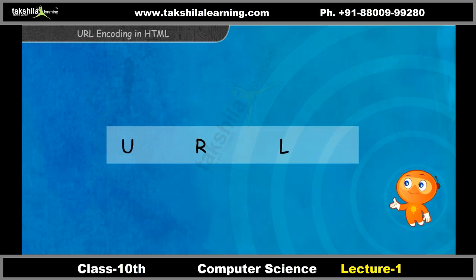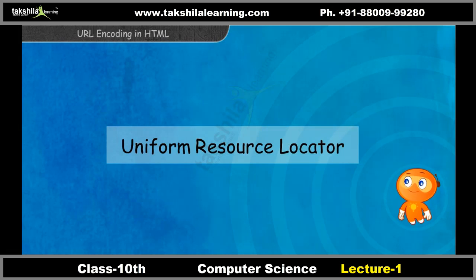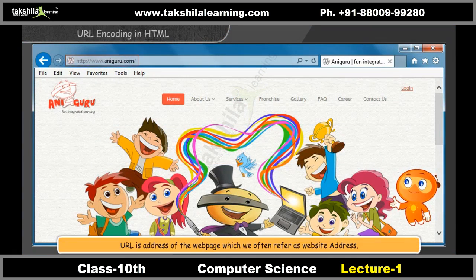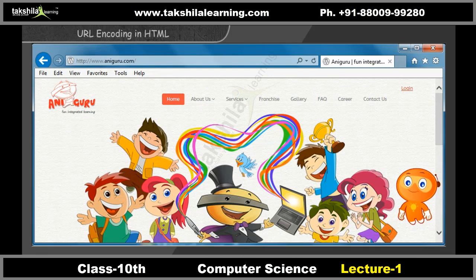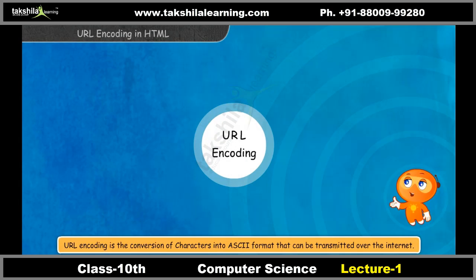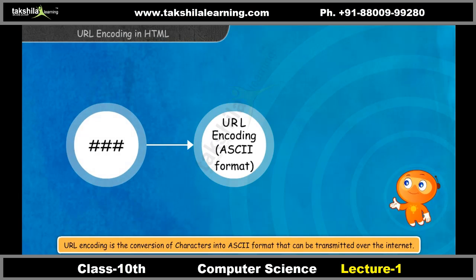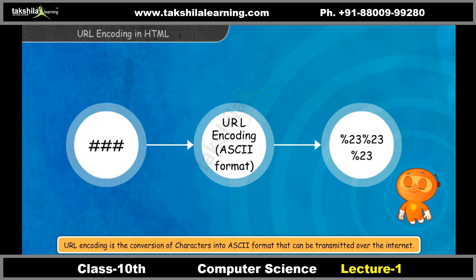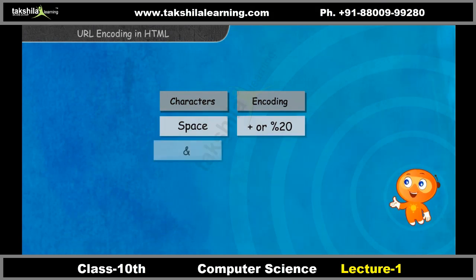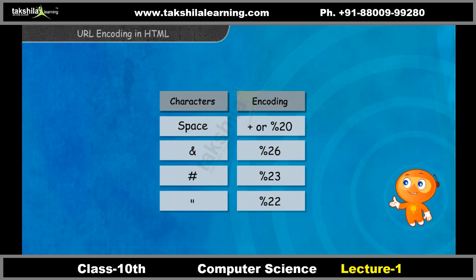URL stands for Uniform Resource Locator. URL is the address of the web page, which we often refer to as website address. URL encoding is the conversion of characters into ASCII format that can be transmitted over the Internet. Examples of URL encoding are shown on the screen. Here, space is encoded as +, or %20. Ampersand is encoded as %26, hash as %23, and so on.